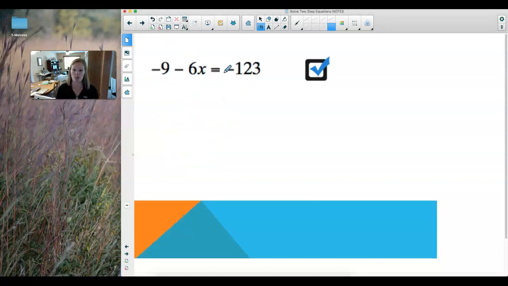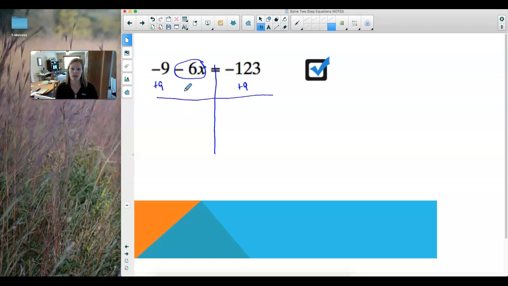Okay, let's try another one. Here's where things get a little bit tricky. The variable's best friend this time is not just the 6, it is the negative 6. So that minus sign is attached to the 6 and they stay together. So that's a negative 6. So I need to get rid of this negative 9. The way to get rid of a negative 9 is a positive 9.